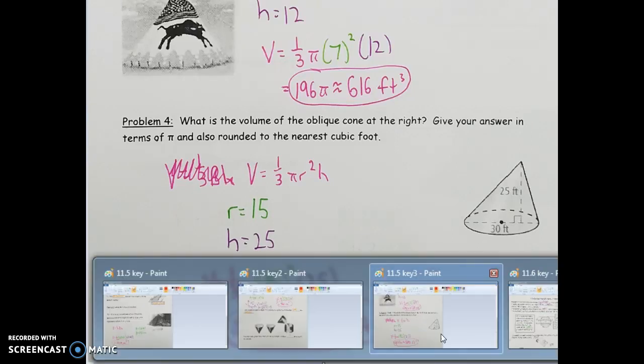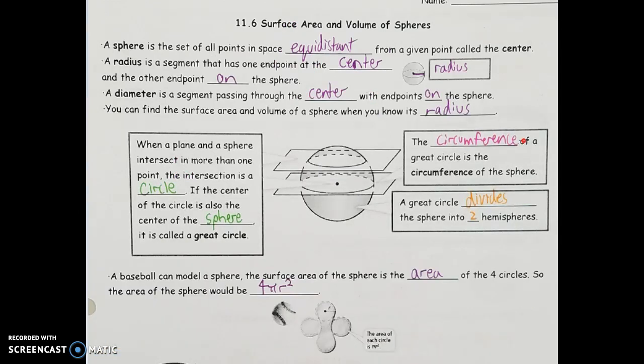So if we want to expand on that a bit and find a different sort of shape, we're looking at spheres in 11.6. So we're doing both surface area and volume because we're just focused on one shape, and that would be a sphere. So first of all, a sphere is the set of all points in space that are equidistant from a given point that we call the center. So you can imagine kind of like a circle just in 3 dimensions.